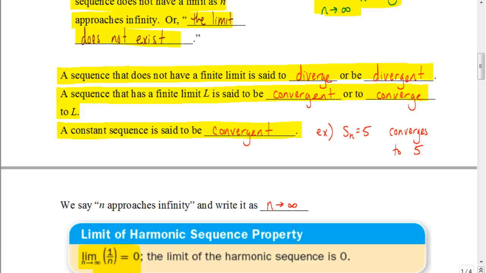Now, a constant sequence: anytime we have a constant, like a sequence of just 5, that means if I were to graph it out, I'd have a first term of 5, a second term of 5, a third term of 5, a fourth term of 5, and so on, nothing but 5s. We would say then that it's convergent, and it converges to that value of 5. If I have a constant sequence of just -2, we would say it converges to -2.